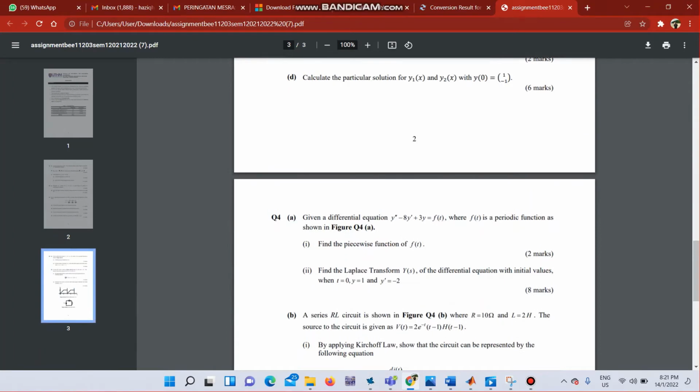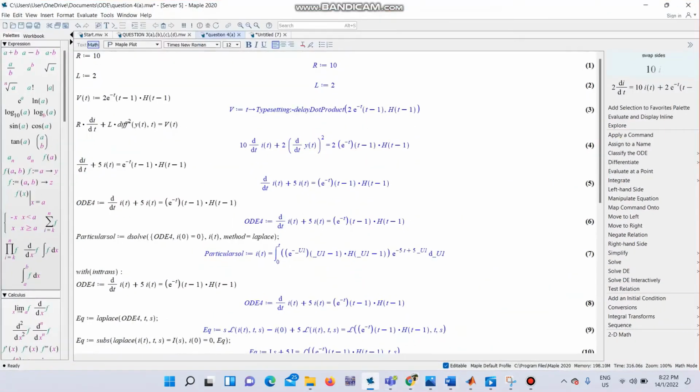And for question 4A, part 1 is to find the piecewise function of f(t), and question 4A part 2 is to find the Laplace transform Y(s) of the differential equation with initial values, when t equals 0, y equals 1 and y prime equals negative 2. So this is our question 4A part 1.